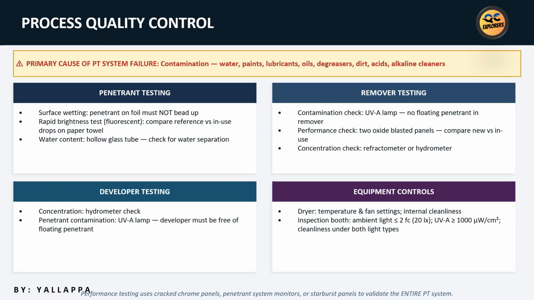Inspection booths must also maintain proper lighting conditions. And this next point is very important for exams. Ambient white light for fluorescent inspection must be less than or equal to 2 foot candles. UVA intensity must be at least 1,000 microwatts per square centimeter. These values are frequently asked in certification exams. Finally, complete PT system performance is verified using cracked chrome panels, starburst panels, or penetrant system monitors. These verify the performance of the entire PT system.